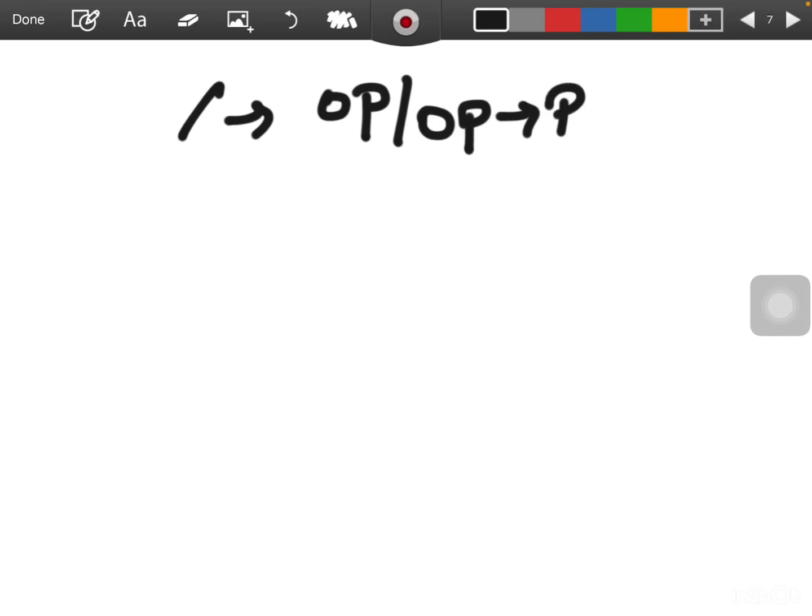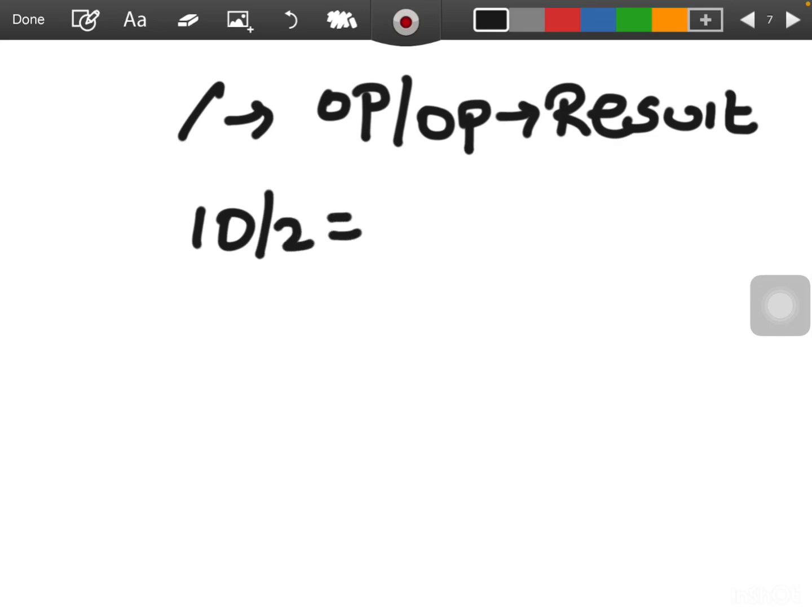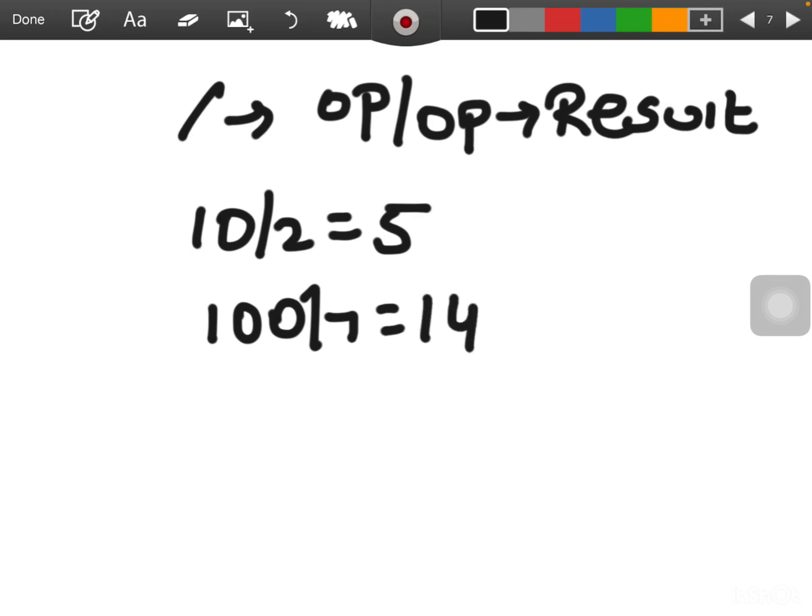Then the divided by operator means operand by operand is equal to result. See here, 10 by 2, we will get 5. 100 by 7, we will get 14. The decimal point is neglected here.